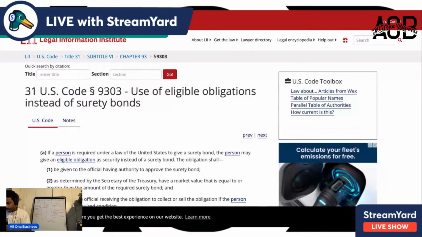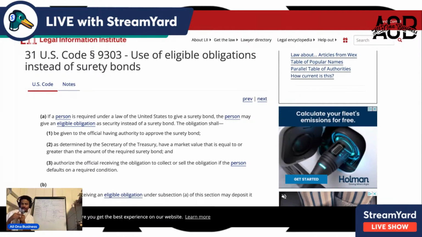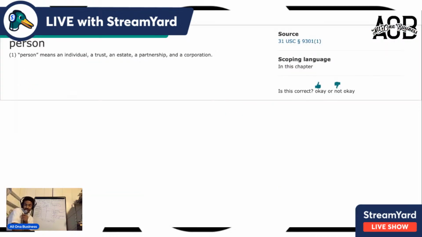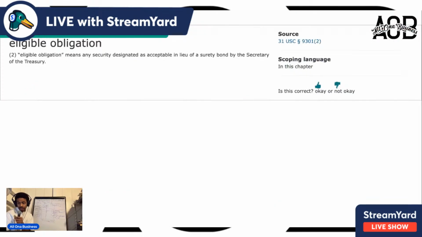All right. Now, we already went through the obligation. Now, it says if a person is required under a law of the United States to give a surety bond, the person may give an eligible obligation as security instead of a surety bond. Now, what's a person? A person means an individual, a trust, an estate, partnership, and a corporation. Now, you see, it says it means an individual and all this other stuff, right? And what's an eligible obligation? Well, an eligible obligation means any security designated as acceptable in lieu of a surety bond by the Secretary of the Treasury. So you're dealing with money when you're dealing with the Treasury. So what does the Secretary of Treasury accept in lieu of a surety bond?